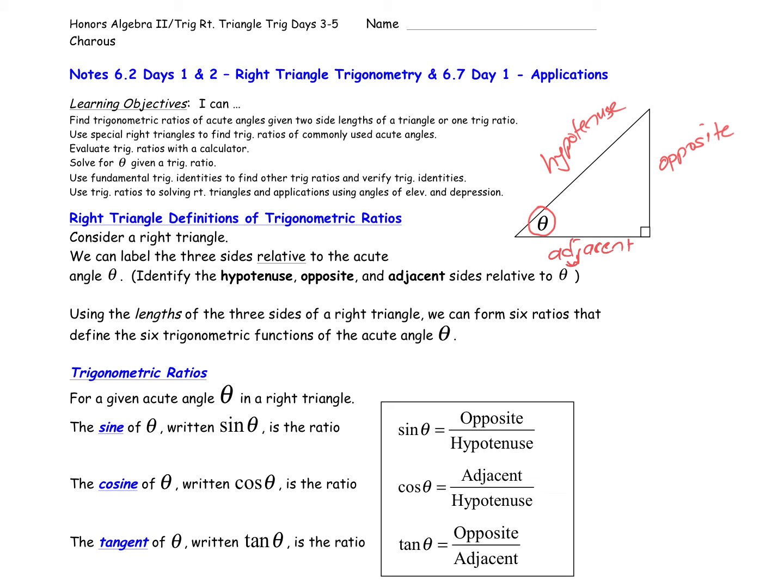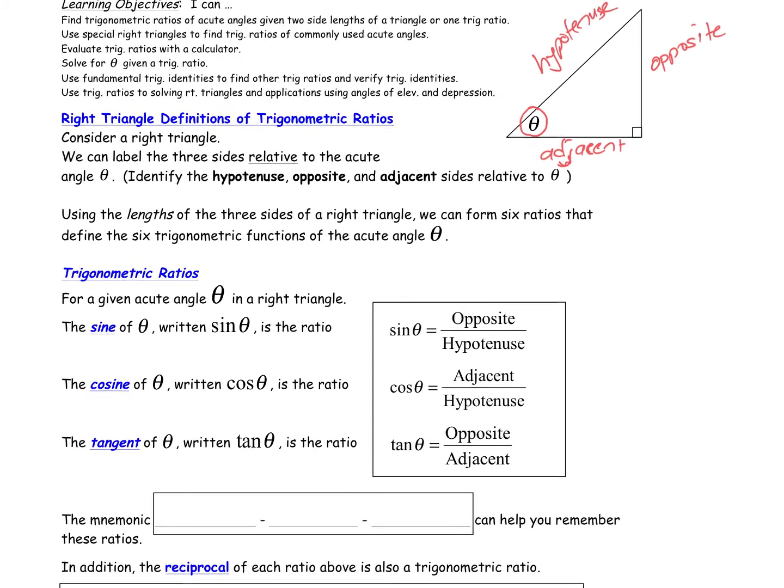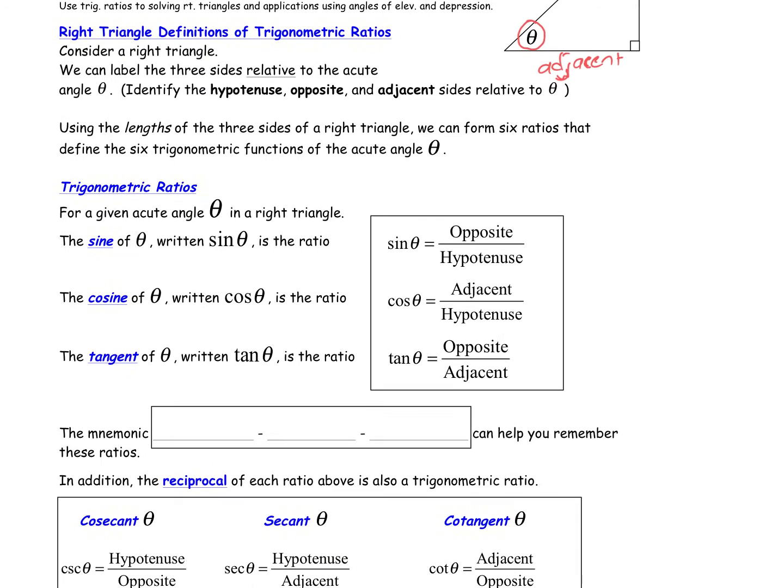So when we're defining the trig ratios, they are ratios of lengths of sides in a right triangle relative to a given acute angle. So let's go ahead and define the 6 trig ratios. Okay, so for a given acute angle theta in a right triangle, we define sine of theta, and we write it as sin theta, is the ratio of the length of the opposite side over the length of the hypotenuse.